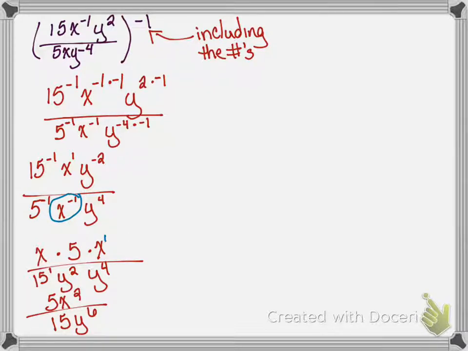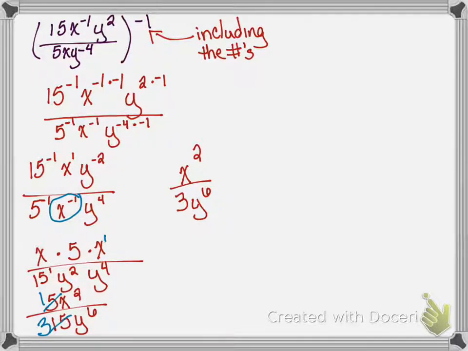Divide the 5s. 5 goes into 5 once, 5 goes into 15 3 times. So my final answer to this is x squared over 3y to the 6th. Okay? I think that is the more complex way to do this particular problem.